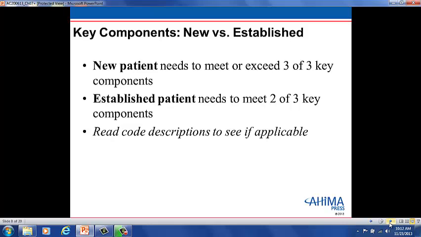In a new patient level of service, it needs to meet or exceed three of those three key components. An established patient needs to meet two of the three components. So you should read the code descriptions to see which one is applicable. If it's a new patient, you'll choose a new patient code, and you will look at those three key components to see if they meet or exceed.